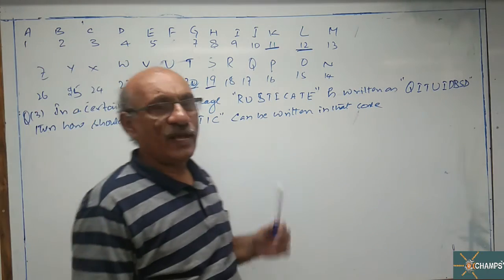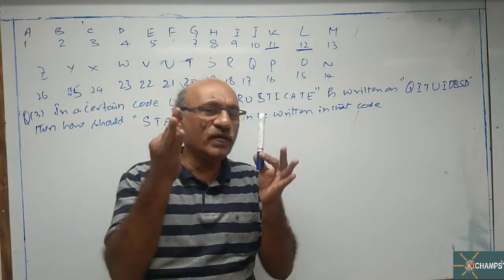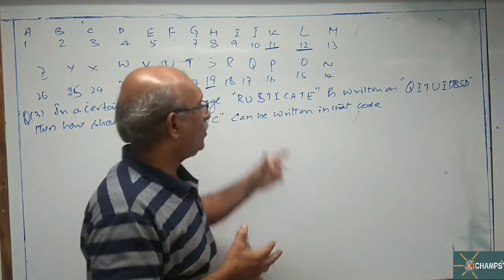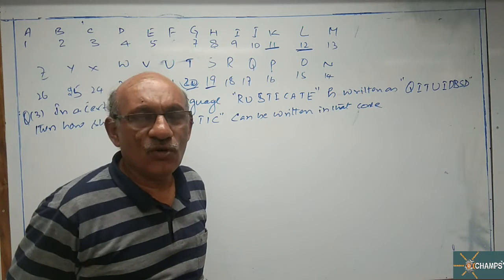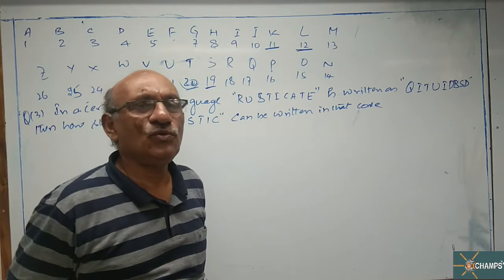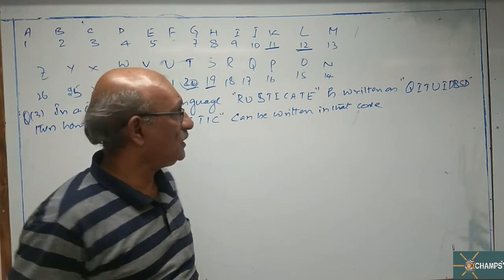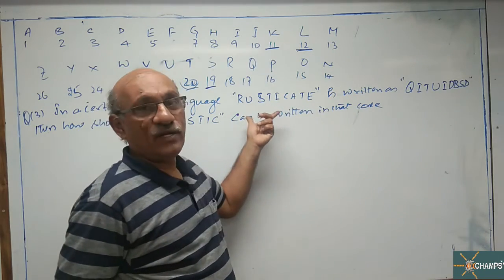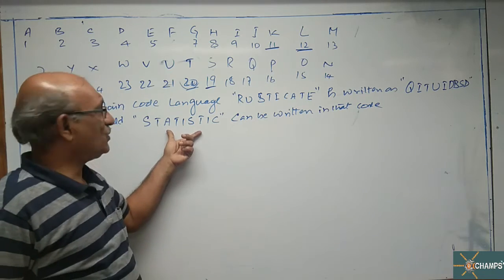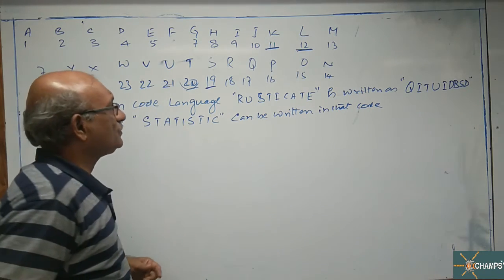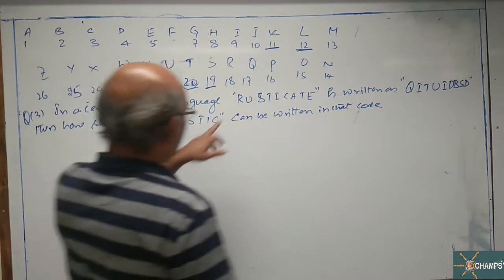Rusticate is written in this manner, which means first I have to decode how rusticate is written. It is written in a code, so that code you have to decode. Once you know how this word is coded, then you can also write statistic in the same code. Now let us see, sir.